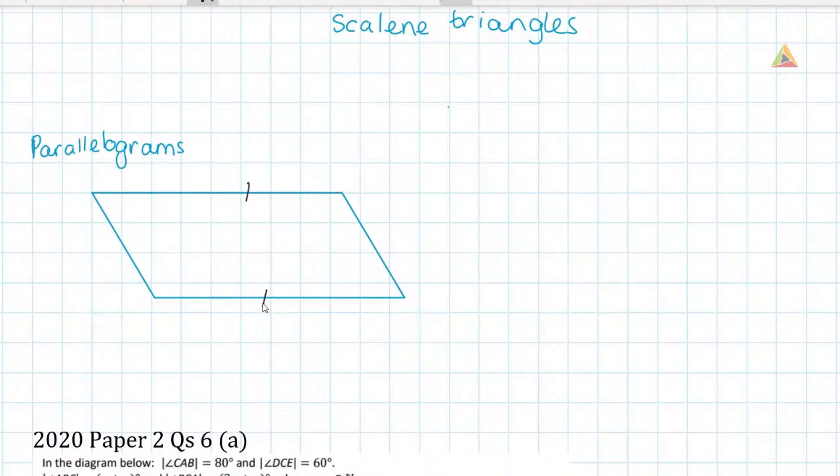So the top and the bottom of this parallelogram are going to be the same length. And the other two sides are also going to be equal in length, but they won't necessarily be equal to the top and the bottom. So here I've marked them with a different symbol to say that they are equal to each other. It's also called a parallelogram.